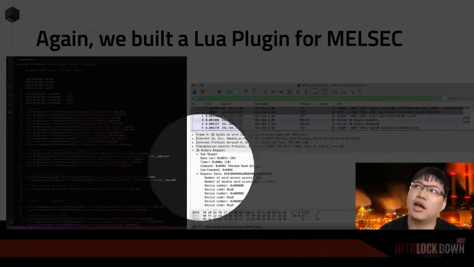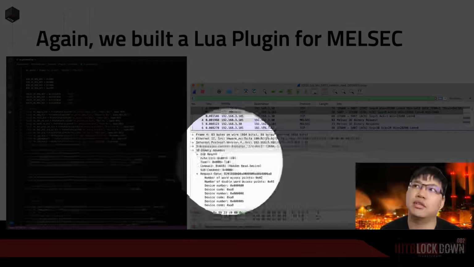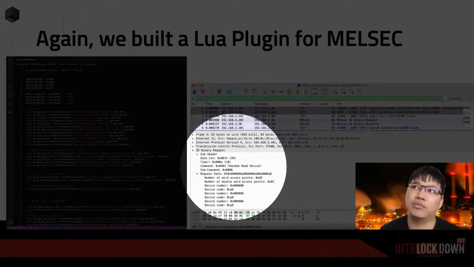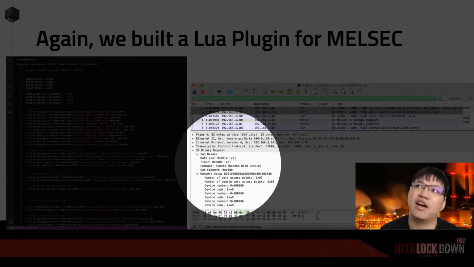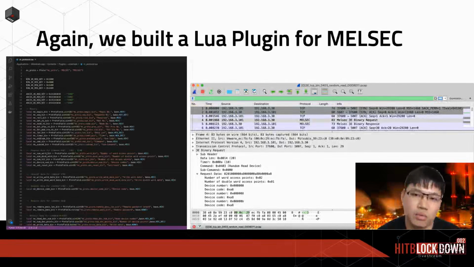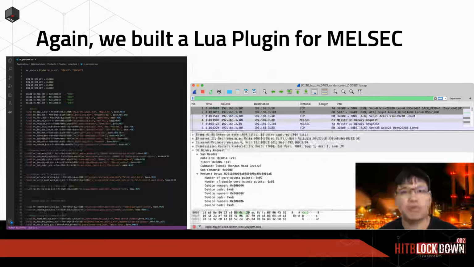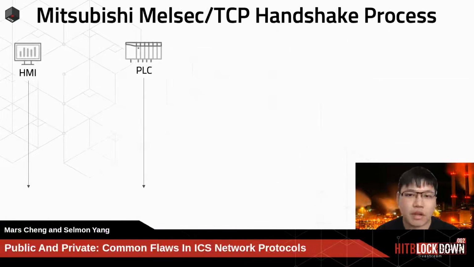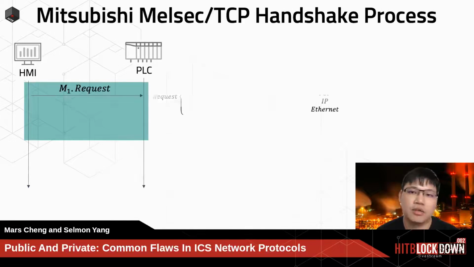On the right side, after our Lua plugin analyzes it, we can see different data, including request data, number of word access, device number, device code, and so on, many things. So, big picture, after our analysis we can easily perform kinds of attacks. Because if we want to perform an attack, before this we need to get some information from Wireshark. It is a very similar handshake to Modbus.